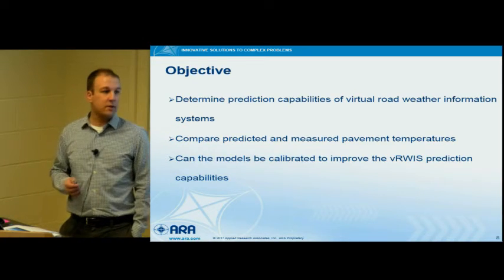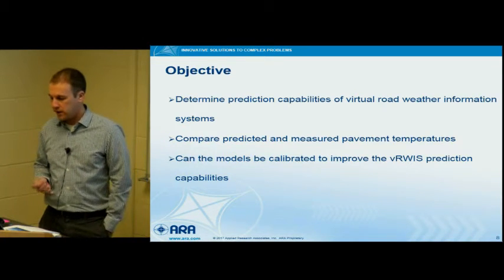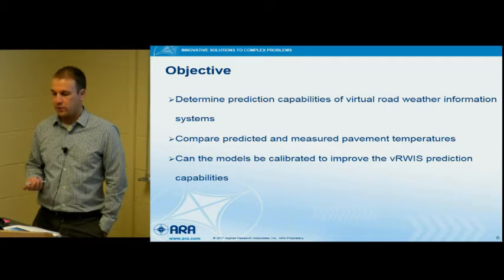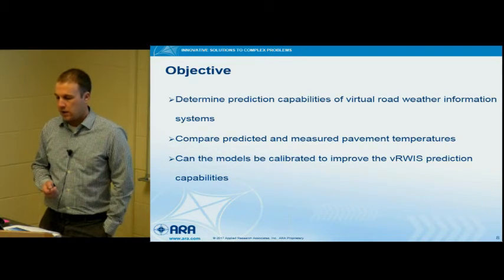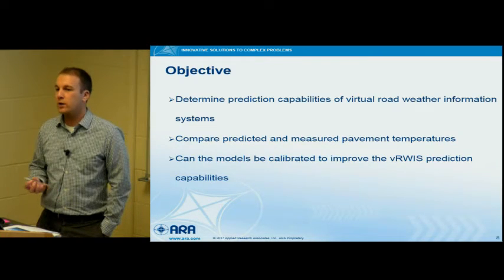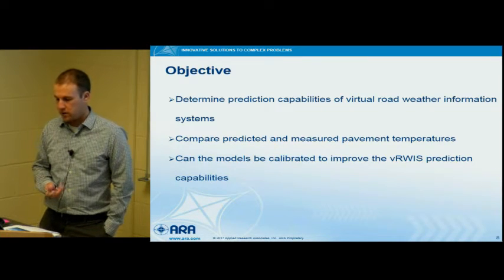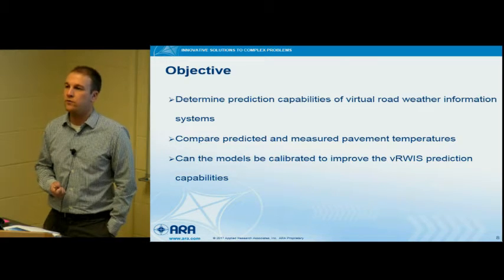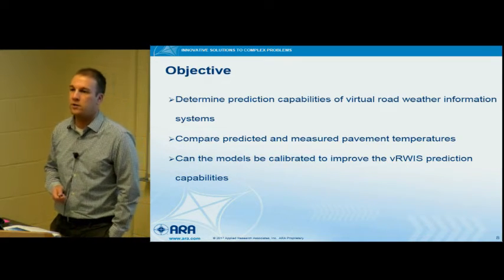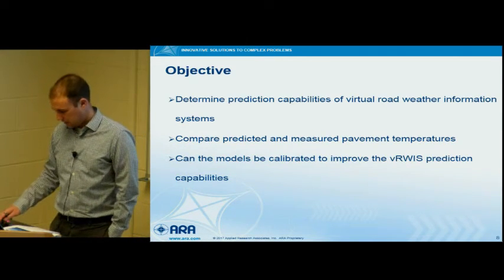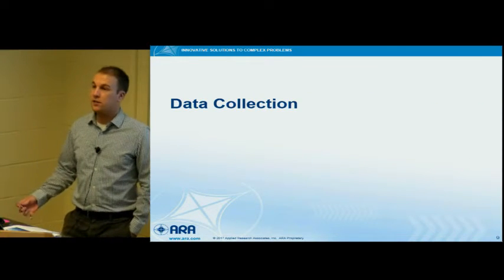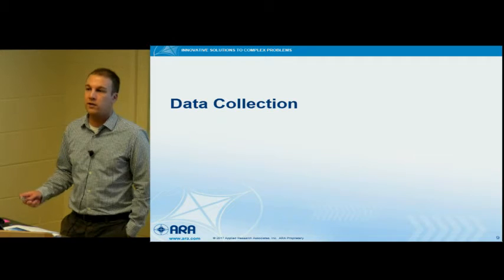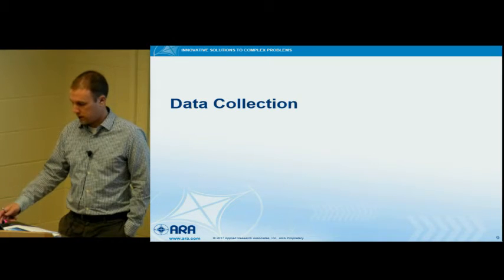All right, so some of the objectives of the study, I kind of mentioned it already, is to basically determine the capabilities of the virtual road weather information system and compare the predicted and measured temperatures. And also, can we improve these models by changing a few parameters of the materials? So first I'll go into some of the data collection efforts in order to create these virtual stations for a particular location.